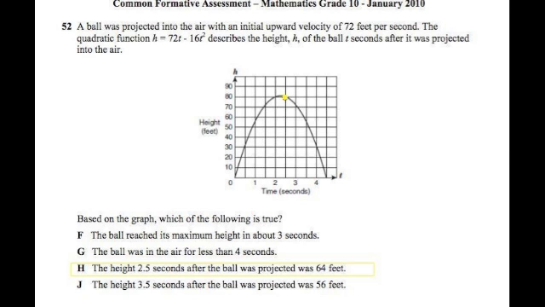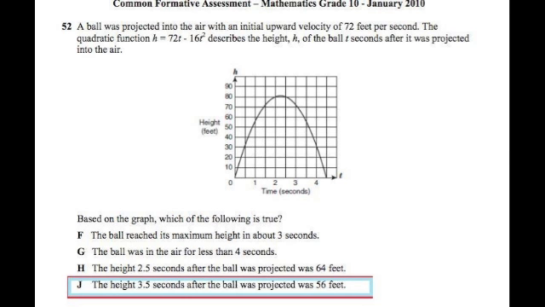For H, it says the height 2.5 seconds after the ball was projected was 64 feet, and if you look at 2.5 seconds, it looks like the height was 80 feet and not 64, so that's wrong. The height 3.5 seconds after the ball was projected was 56 feet, and if you look at 3.5 seconds, you will see that it crosses at about 56 feet, so J would be the correct answer.